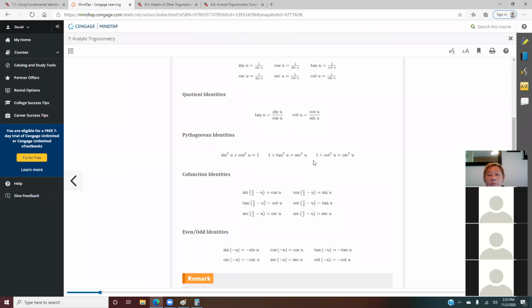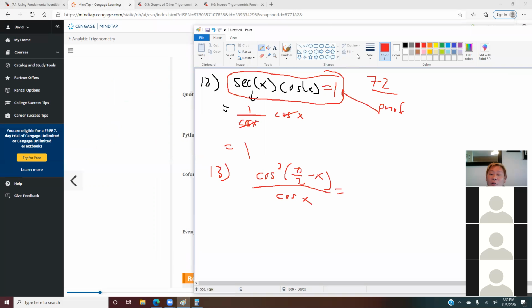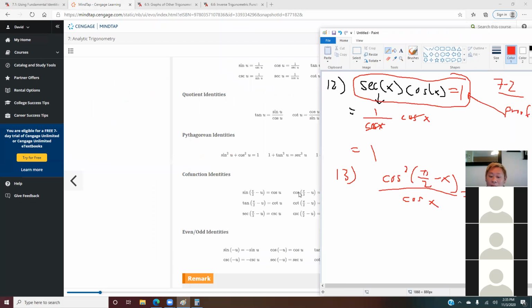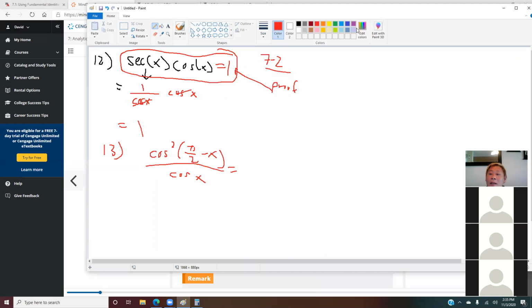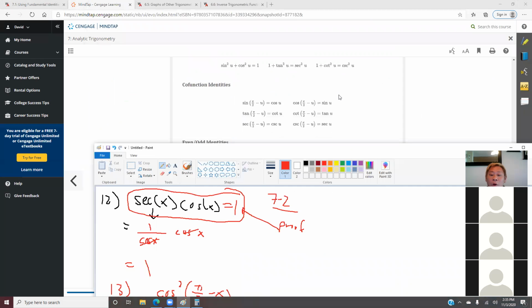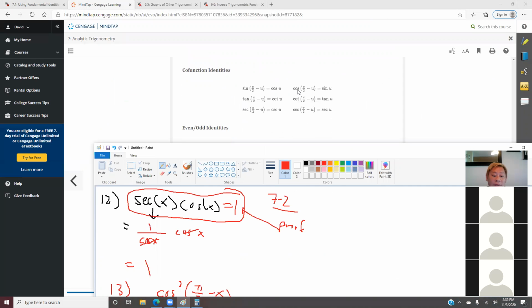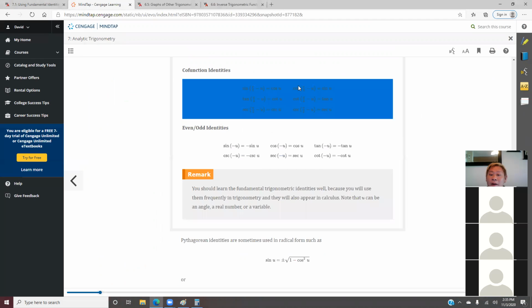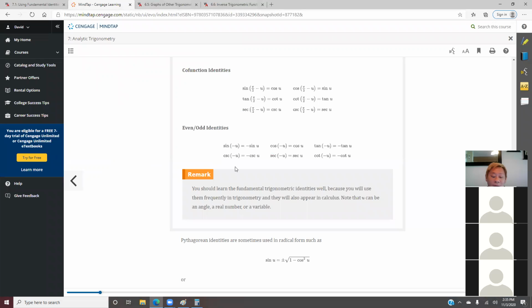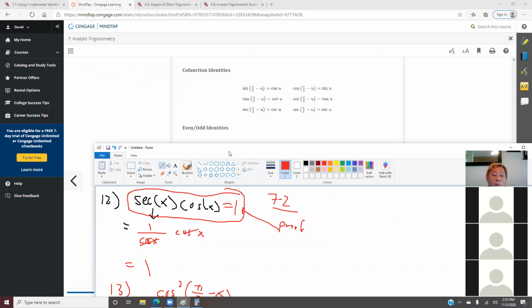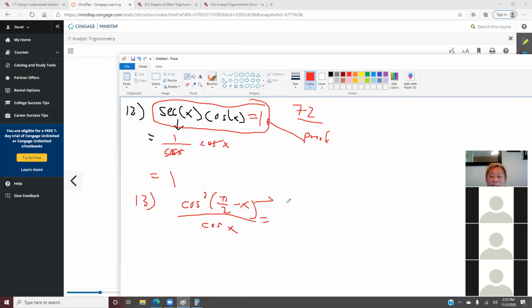So does it equal sine u then? The cosine squared is the same thing as sine squared. This is the same as the cofunction: cosine of pi over 2 minus u is sine u. If I put a square here, it will be a square here. So in this case, this top one is the same as sine squared x over cosine x.